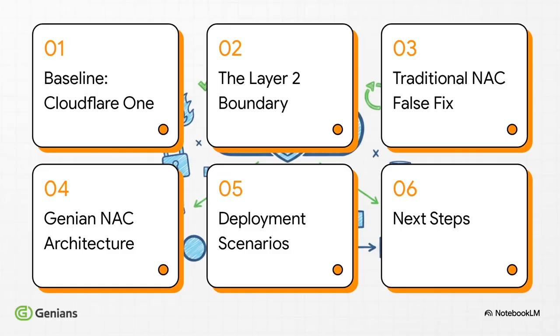Okay, here's our roadmap for today. We'll start at the baseline with Cloudflare 1, define the Layer 2 boundary, look at why traditional NAC is kind of a false fix here, unpack the Genian NAC architecture, walk through 4 deployment scenarios, and finish up with differentiated next steps. Let's get right into it.